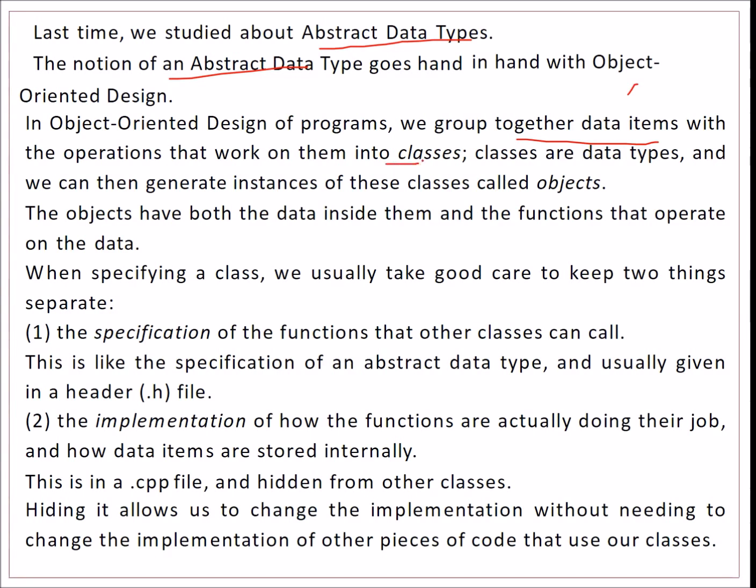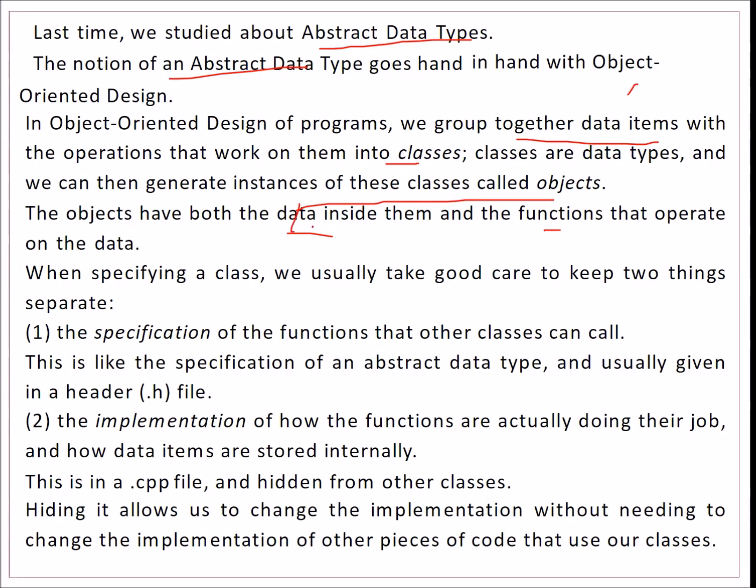Classes are actually data types, and we can then generate instances of these classes, which we term as objects. So objects are the instances of these classes. Objects have both the data and the functions which operate on this data.